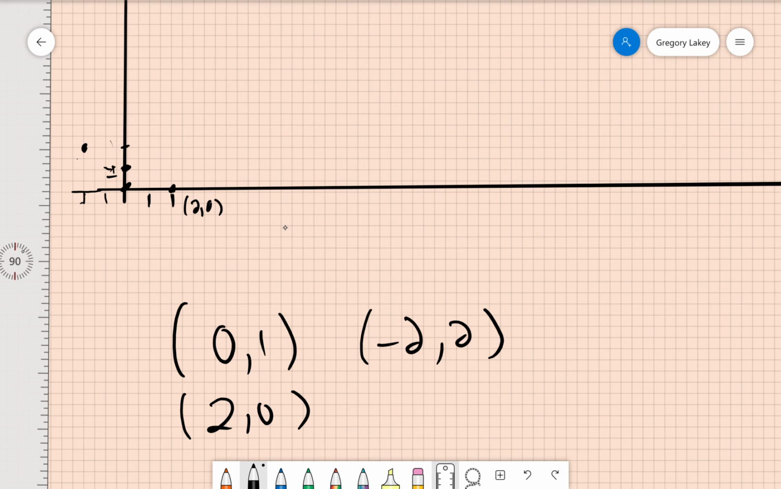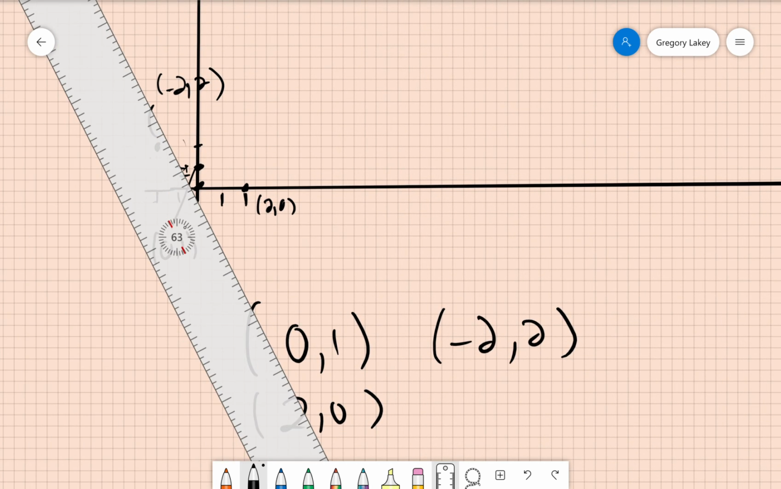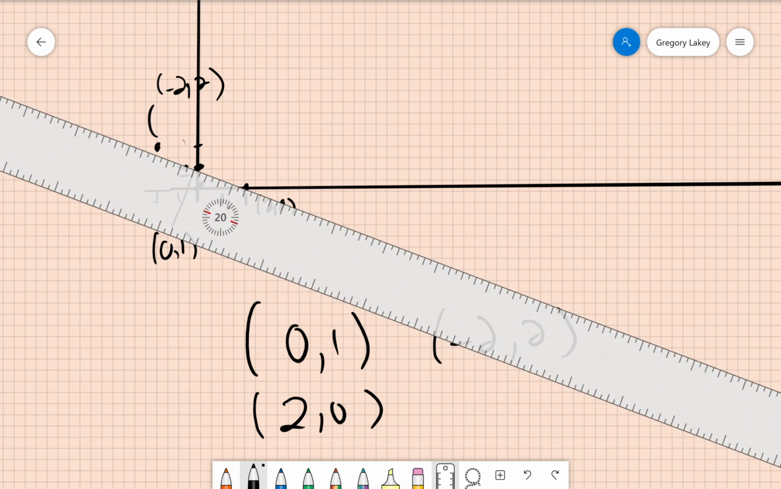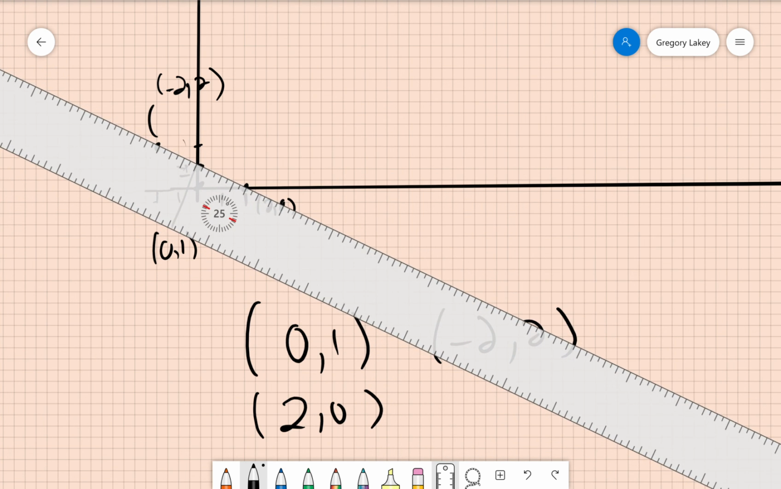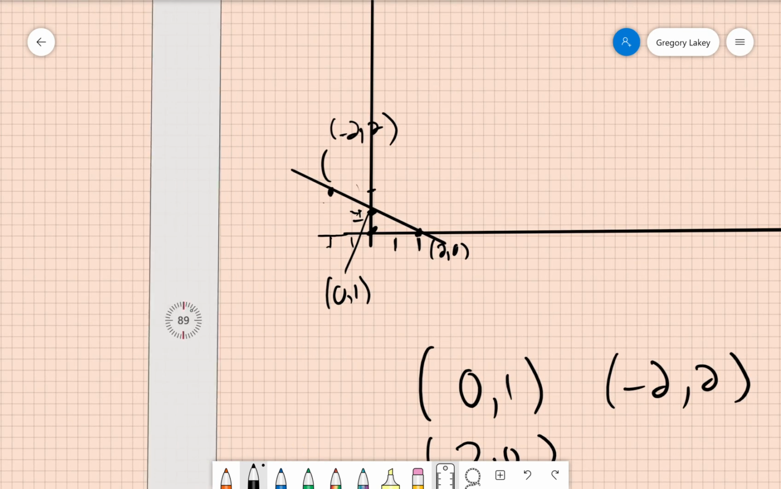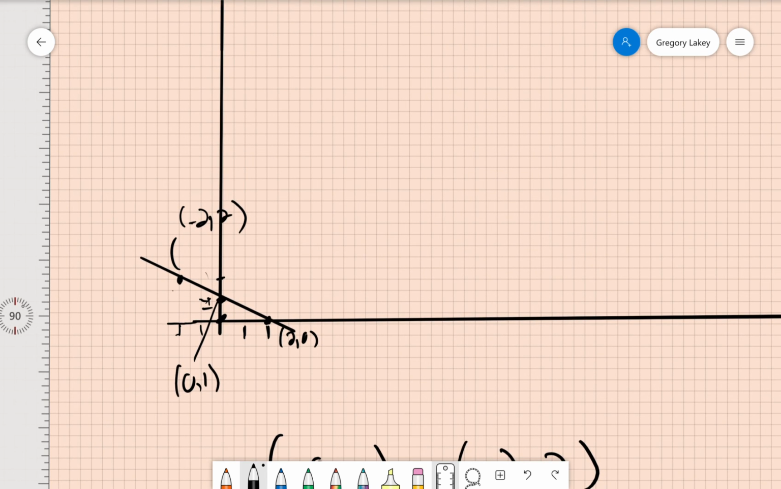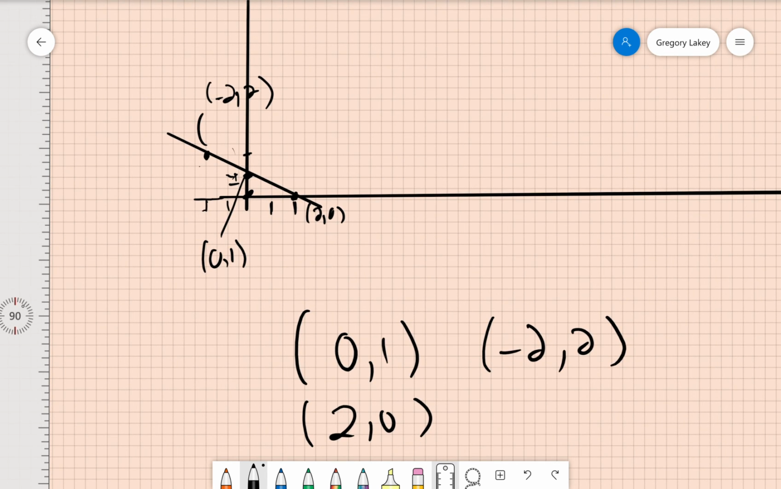Perfect. It came out pretty good. This right here was 0 and 1. This one right here is -2 and 2. Trying to make that as neat as I can. And then there we go. There's the straight line to the equation there. Those points are plotted. Make sure you have ordered pairs next to them.